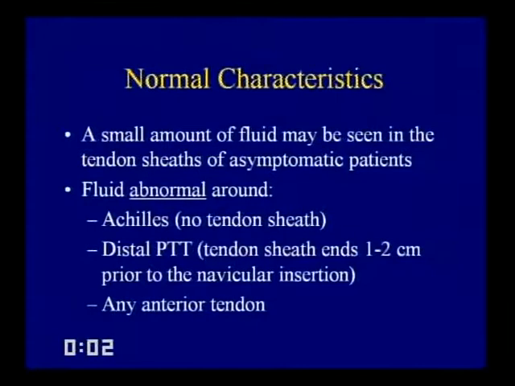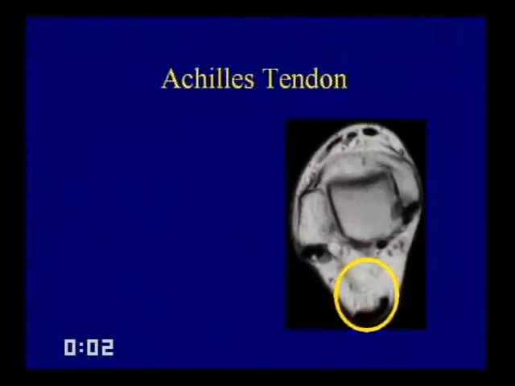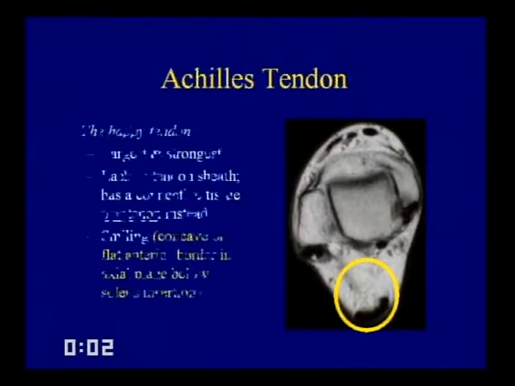A small amount of fluid may be seen in the tendon sheaths of asymptomatic patients, but fluid is abnormal around the Achilles because, as we said, the Achilles has no tendon sheath. The distal posterior tibialis tendon, because the tendon sheath ends about 1 to 2 centimeters prior to the navicular insertion, as well as any anterior tendon. So let's talk about these tendons in detail. Now I'll start with the Achilles tendon.